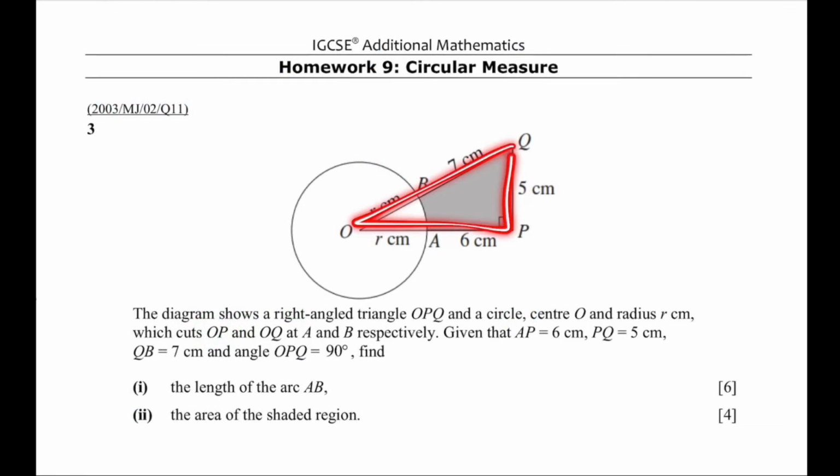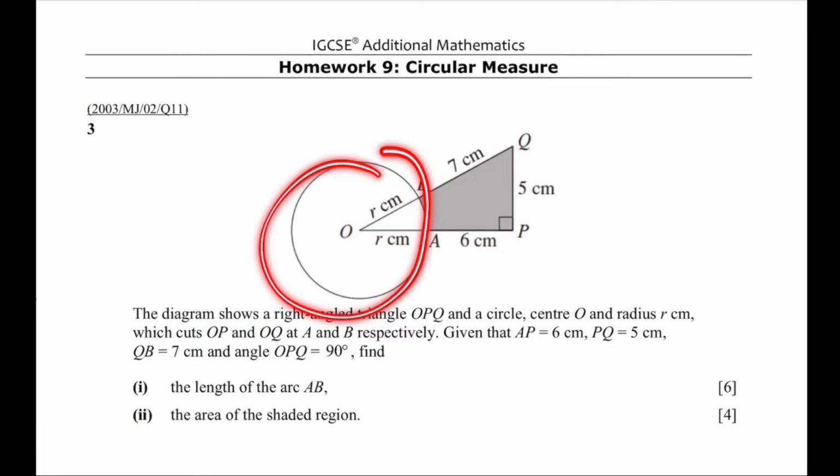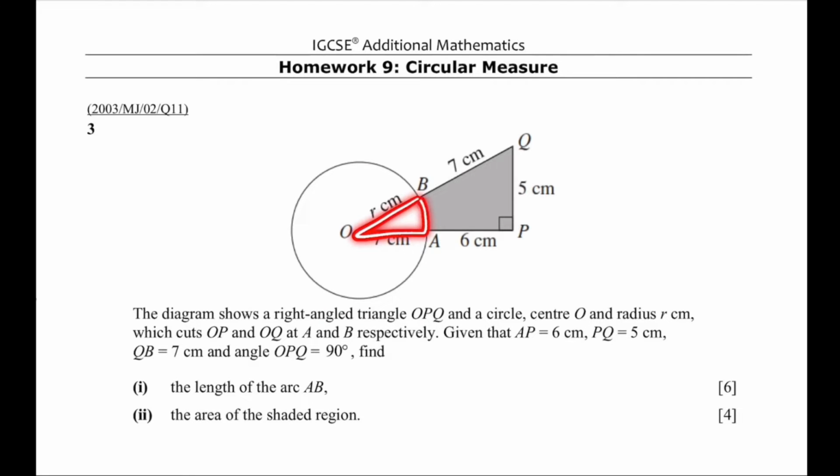We have a right angle triangle with a circle. Both the triangle and the circle share the same part of the area of a sector. First question, find the length of arc AB. The formula will be r theta. You need to know the value of r here, and you need to know the value of theta here.